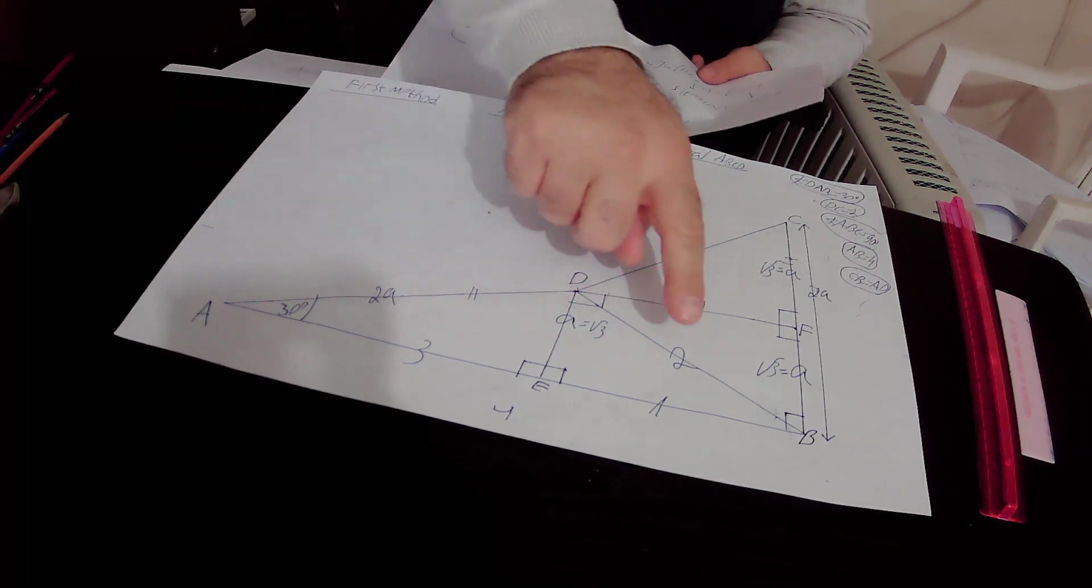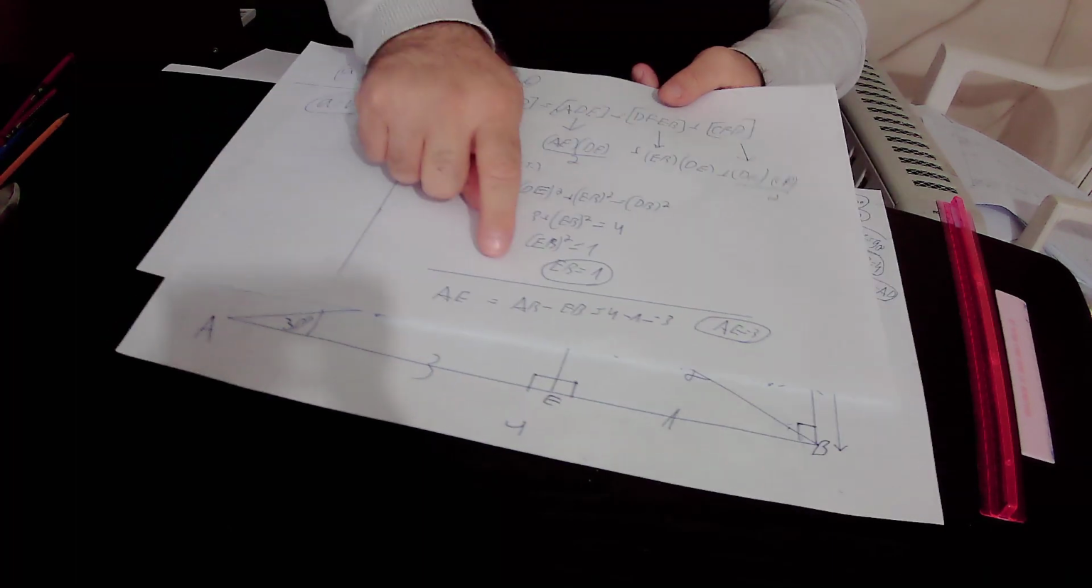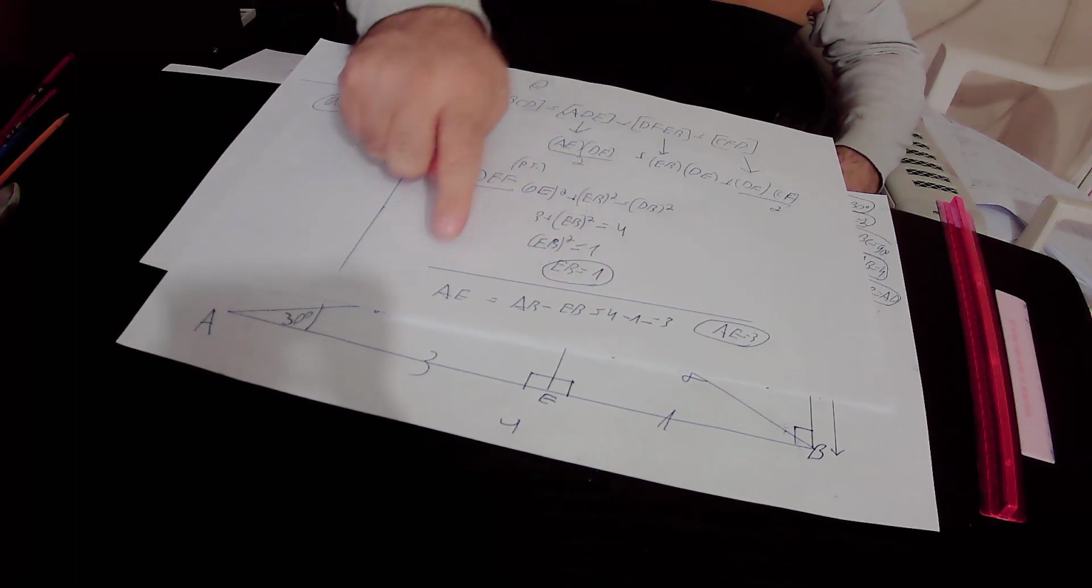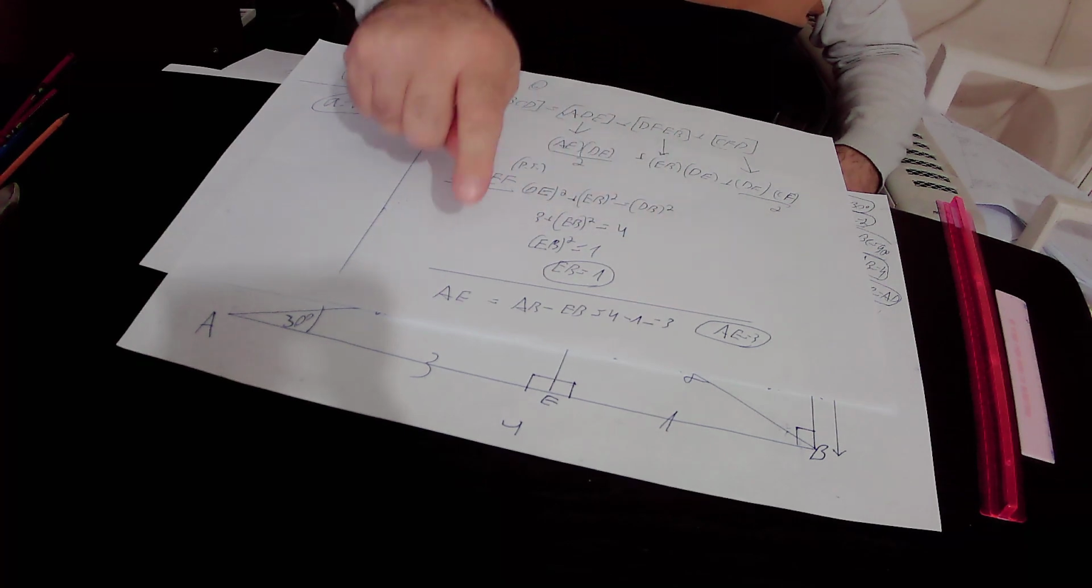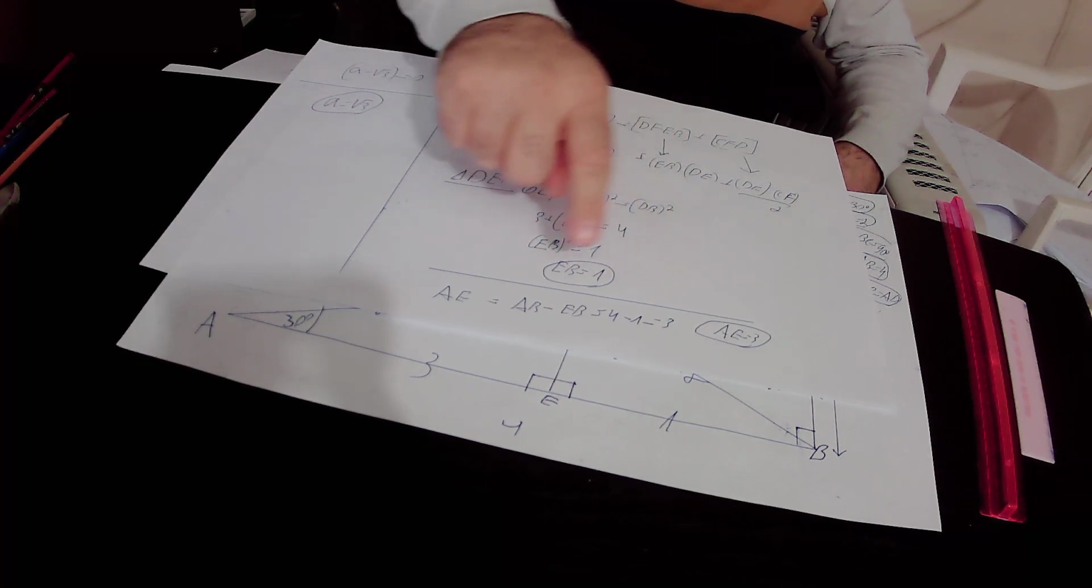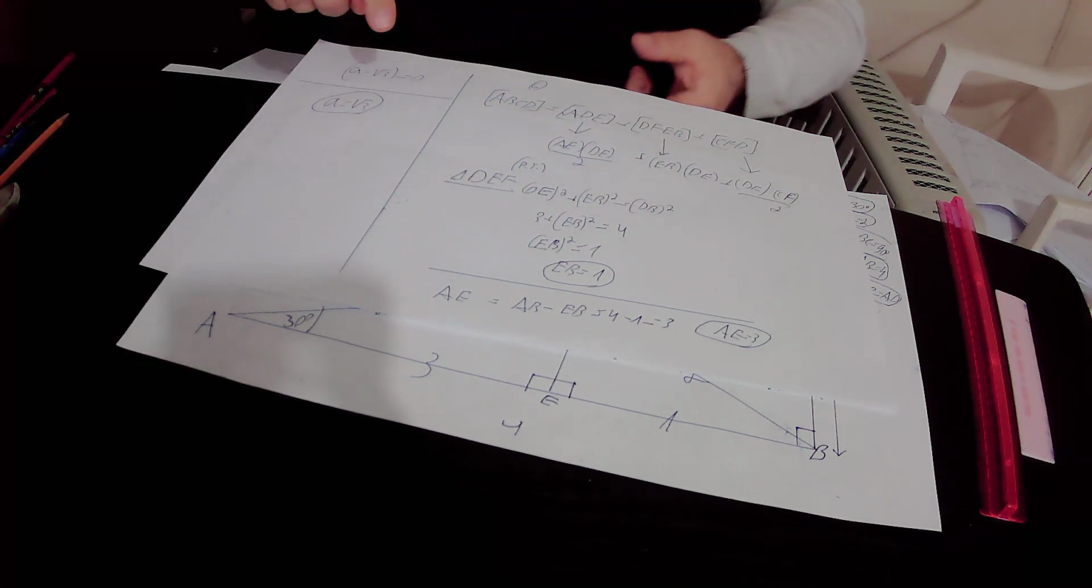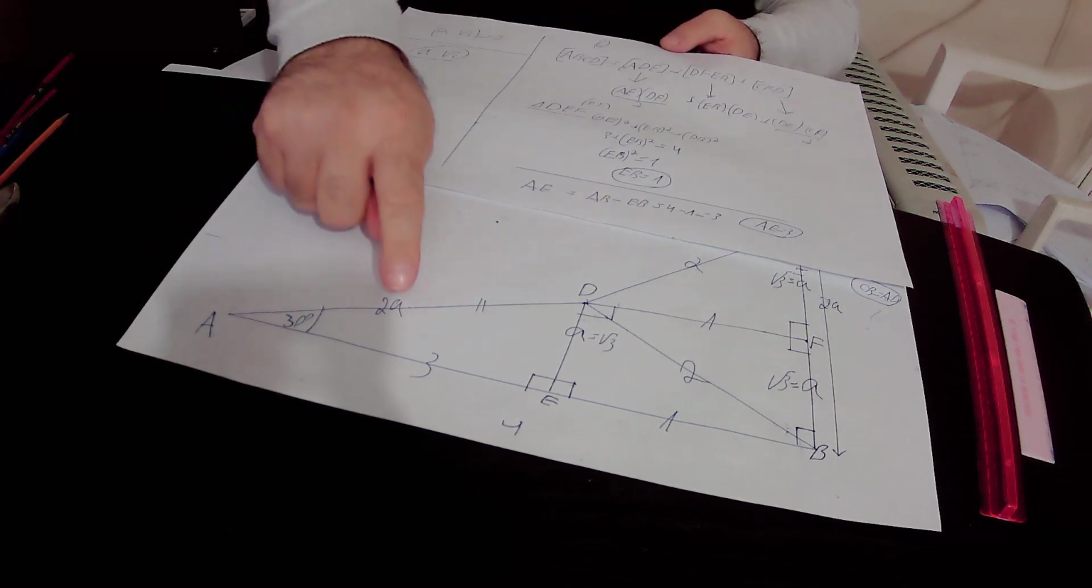What is the value of AE? AE equals AB minus EB. AB is 4, EB is 1. So AE equals 4 minus 1, that is to say, AE equals 3 units.